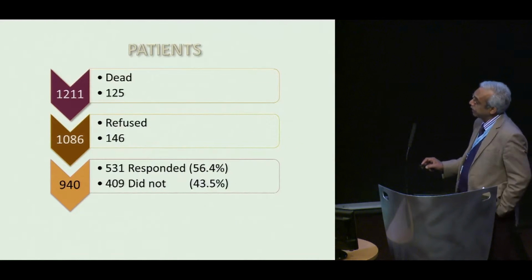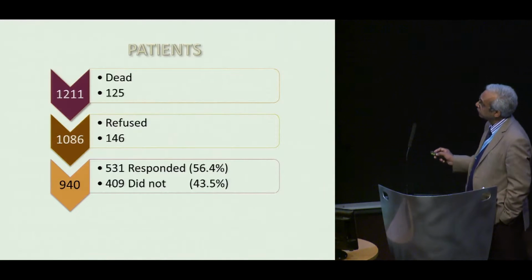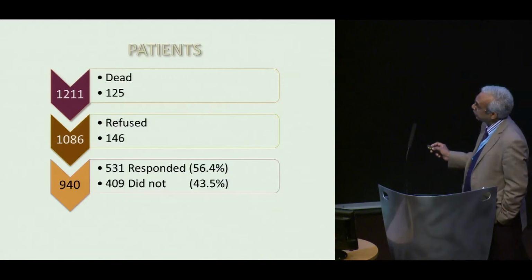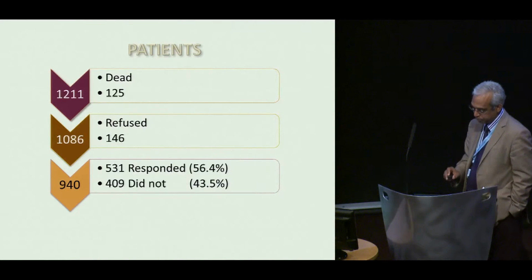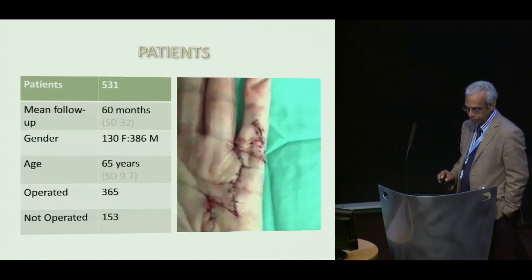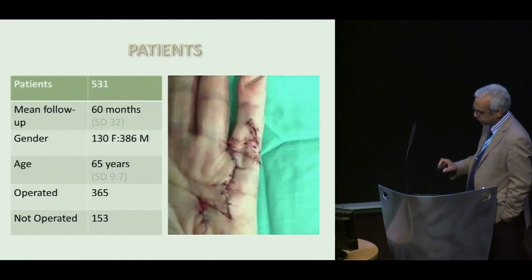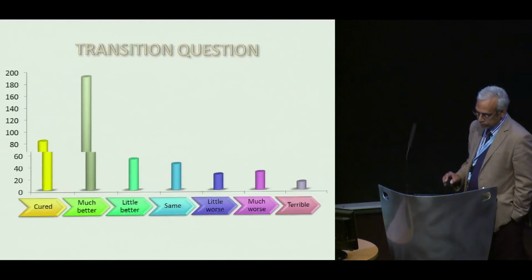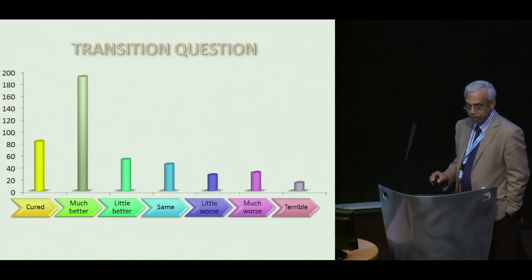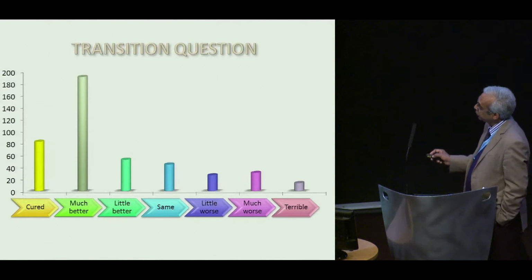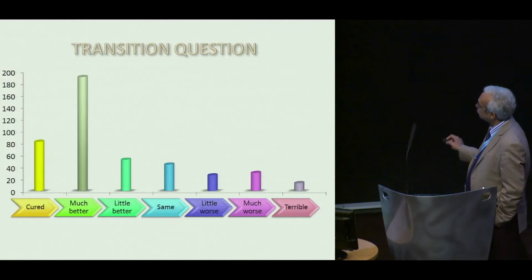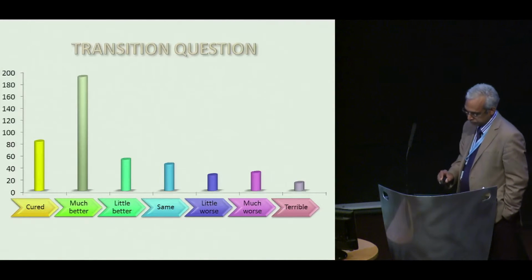Again, we looked at only Dupuytren's patients. We looked at 1,200 here, and we had 146 that had refused. So out of 940, we had 531 that responded and completed the PEM and the URAM. Again, we had patients that were operated and not operated in this group. The same transition question as before, bearing in mind your initial disorder: are you cured, or are you terrible? And you divide them between better versus worse.